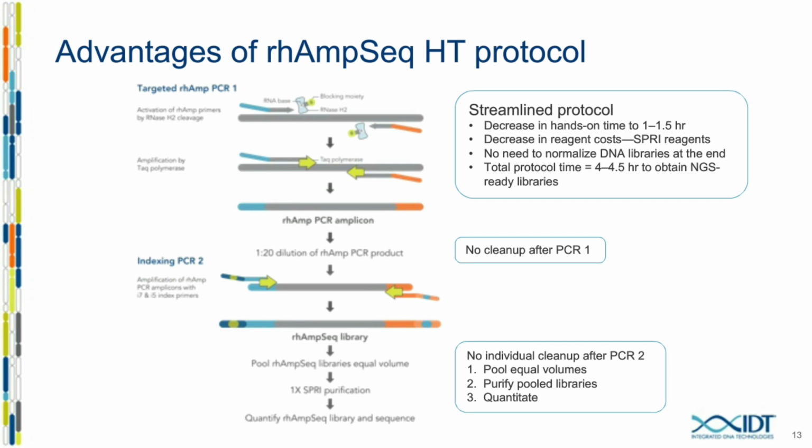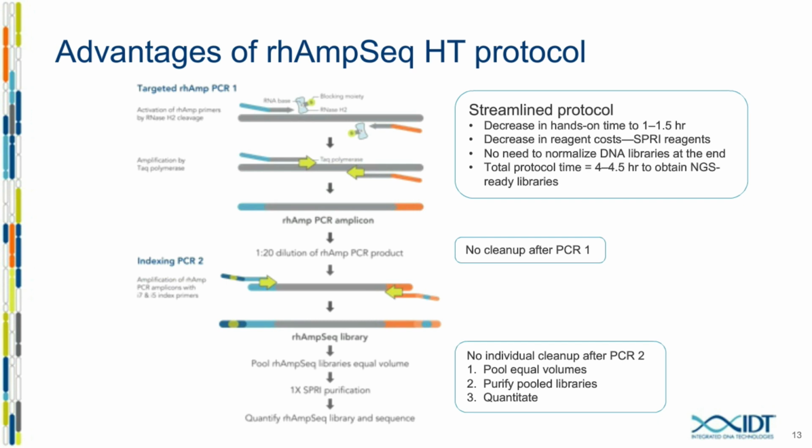Normally, you would be required to perform a bead cleanup after PCR1 for every sample. But with our high throughput protocol, as mentioned, it's a simple dilution. After PCR2, it's normal to have to perform a second bead cleanup on each sample, then quantify each individual sample and pool by concentration. However, with rhAmpSeq, we simply pool by equal volume, perform a single bead cleanup on the pool of libraries, and we quantify the pool. So if you're processing 96 samples, this equates to around 2 to 3 hours time saving.